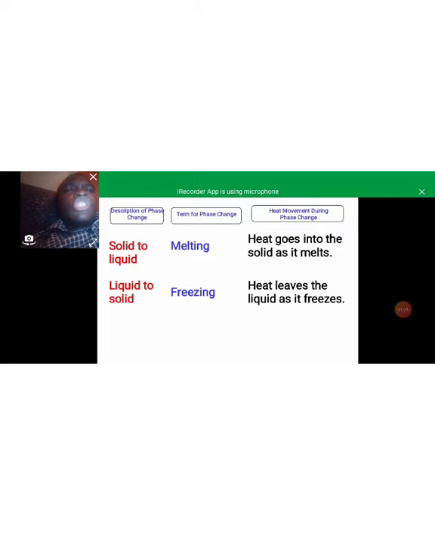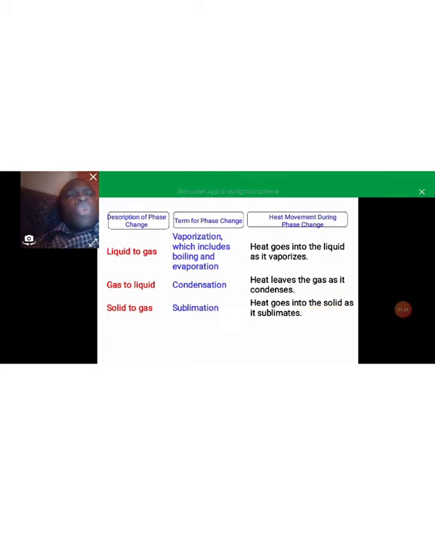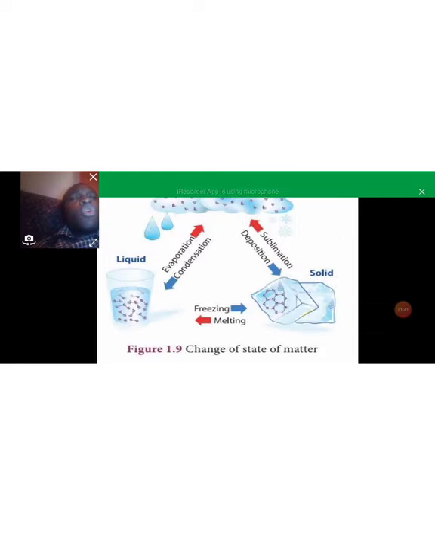Now, let's look at the change in the phase or change in the state of matter. When liquid changes to solid, it is called freezing. But when solid changes to liquid, it is called what? Melting. Put it at the back of your mind. Also, when liquid changes to gas, it is called vaporization. When gas changes to liquid, it is called condensation. And when solid changes to gas, it is called what? Sublimation. But when gas changes back to solid, it is called deposition or what? Or desublimation.